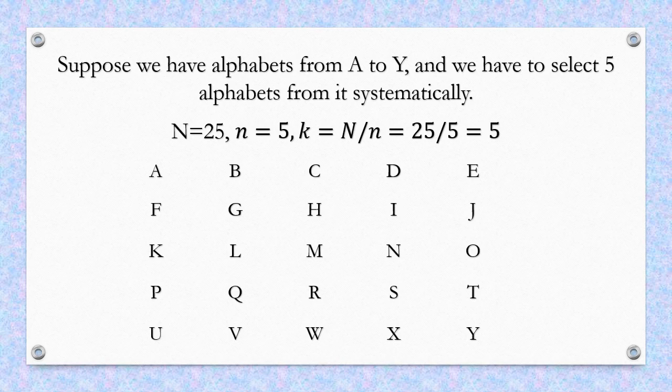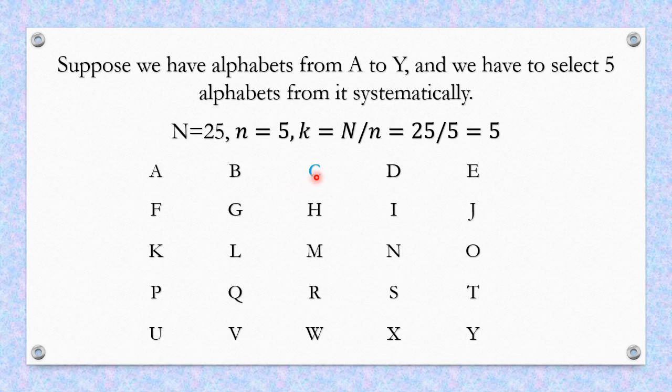We have made 5 groups from 25 alphabets, and then what we are going to do here is select one alphabet randomly from the first group. I have highlighted it here. We have A, B, C, D, E. We can take a lottery method or a random number table method, but out of these 5 alphabets we will select one. Let's assume it is C.